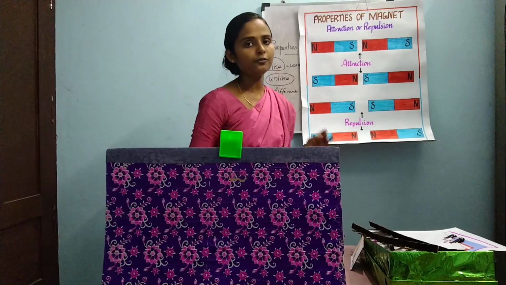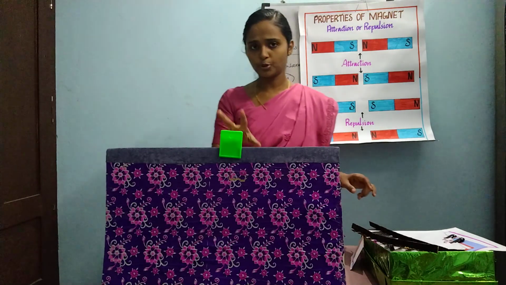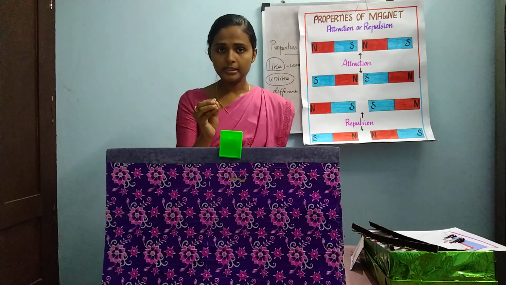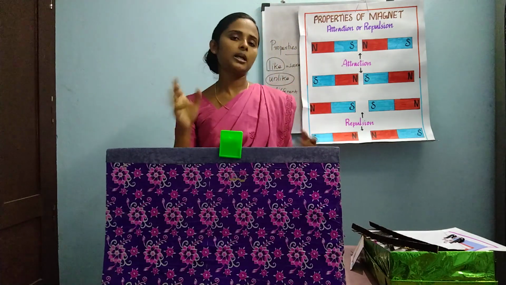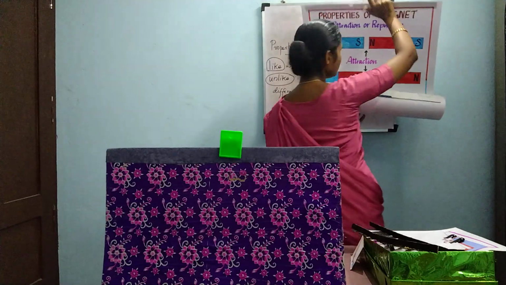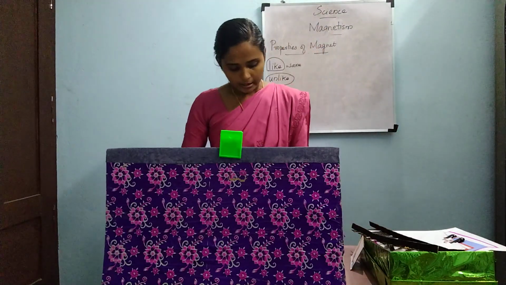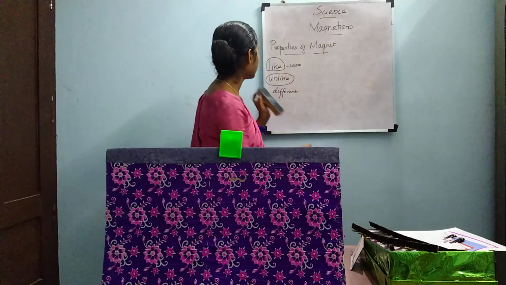This is the property of magnet. Very, very simple. There are only two properties of a magnet, that is attraction and repulsion. That is, unlike poles attract each other. Like poles repel each other. Okay, this is the very, very simple one. And the next one we are going to see is an activity.